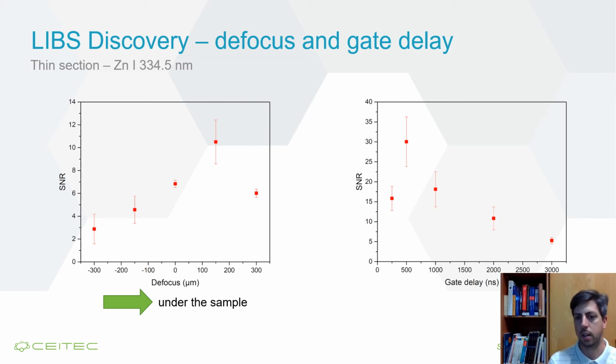On the right side, you have gate delay, and of course, the plasma is quite short in its temporal evolution, so 500 nanoseconds seems a reasonable gate delay to achieve the best signal-to-noise ratio. In both cases, I'm just showing thin sections, just for brevity. For paraffin blocks, the results are very similar.